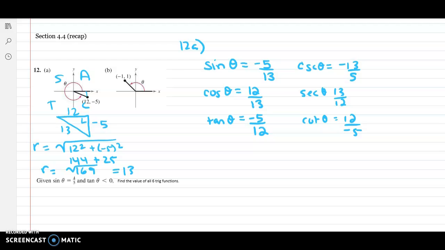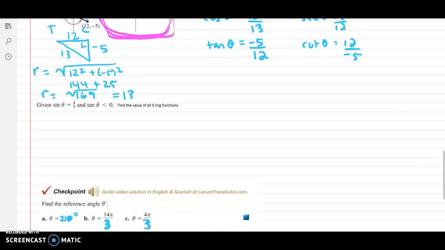All right, hit pause, and I would like you to try part B on your own. Be careful, your radius will be a square root, and that is okay. Just make sure you rationalize your denominators for part B. All right, let's look at the next example here.